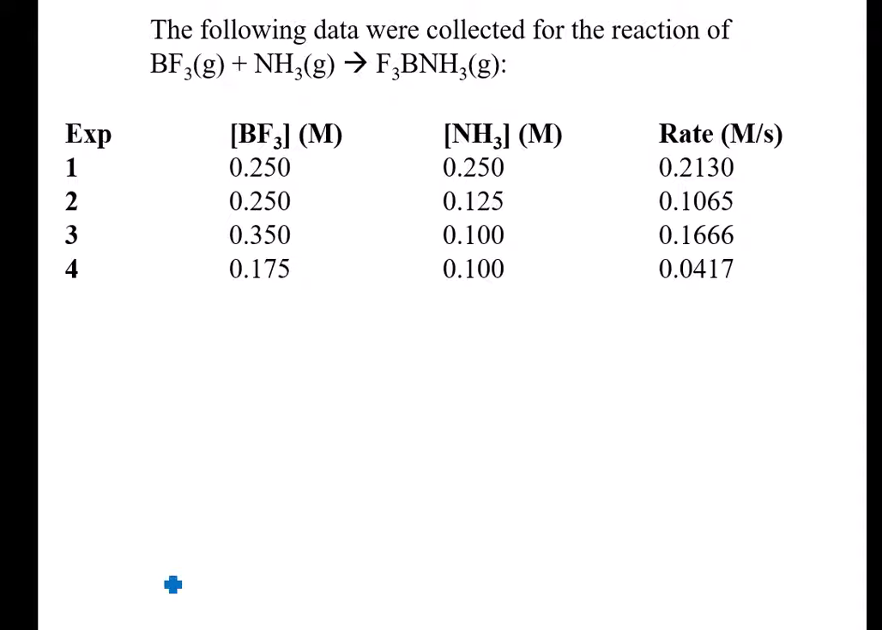Okay, the next example we're going to be looking at for the rate law determination is this set of data here. I'm going to do this one a little bit differently because we have 4 different experiments even though we only have 2 compounds. The generic rate law, which I can write up here, is rate is equal to K times the concentration of BF3 to the M times NH3 to the N.